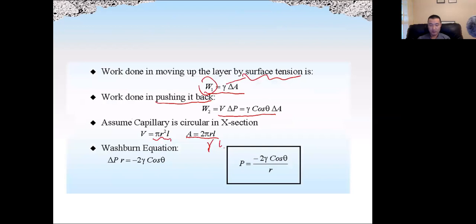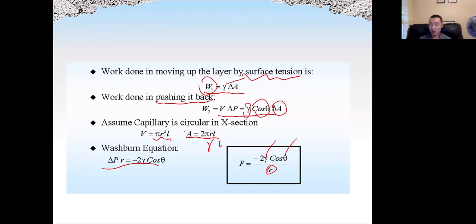But let's go back to this equation. The work done in pushing it back is also a function of the surface tension of the liquid, the contact angle, and also delta A. So that will help us get the Washburn equation. The Washburn equation will have the final form like this. The pressure is a function of the surface tension, the contact angle of the material, and the size of the pores.